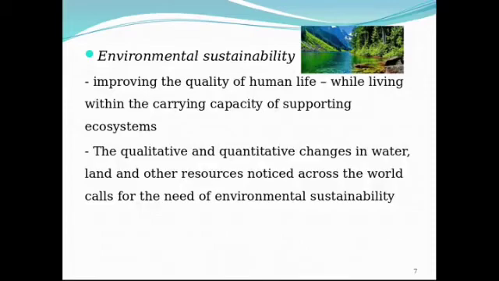In today's world we are improving our life by using new technologies, but at the same time, if we study the qualitative and quantitative changes in water, land and other resources, it's very clear that we are exploiting our environment.